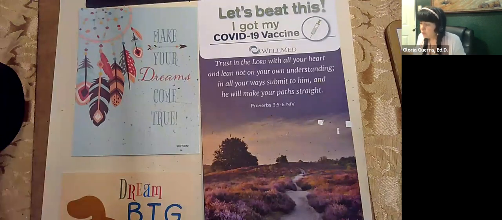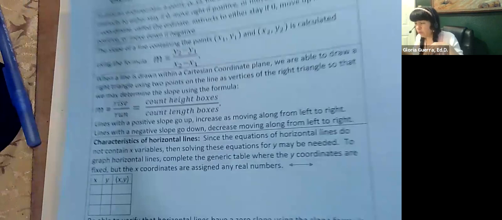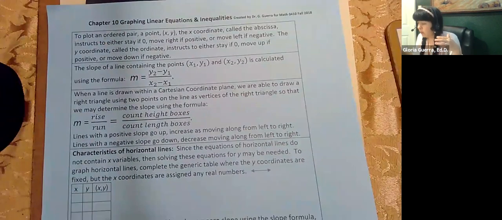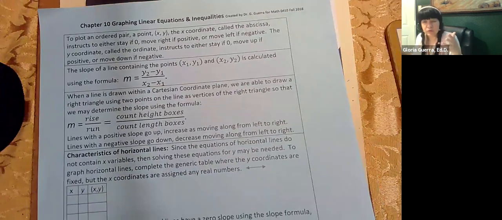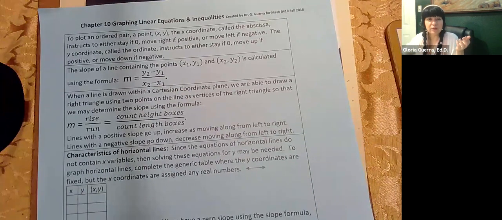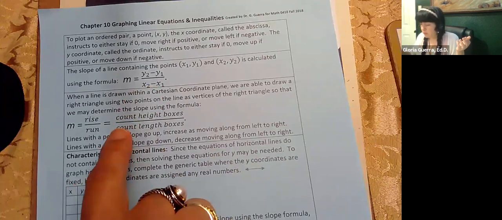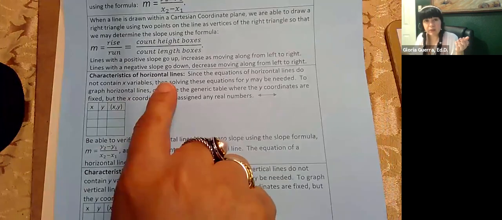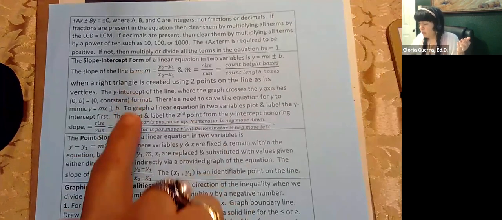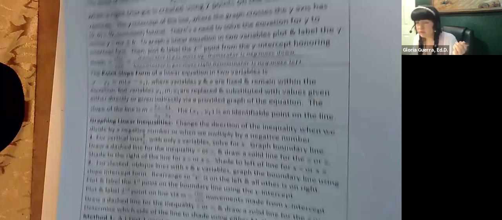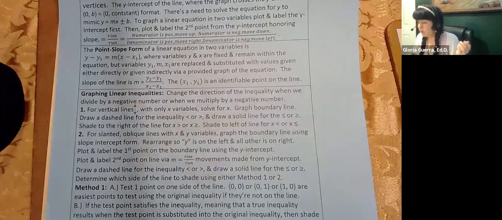Okay, in your graphing test folder in your module, your teacher has created a handout. If you wanted to print this and use this while you're taking the graphing test, that would be okay. It's got some formulas that we'll cover and some characteristics of horizontal lines and vertical lines. And then it talks about slope intercept form, point slope form, and graphing linear inequalities. So this is a helpful form. If you want to print that out, you can.